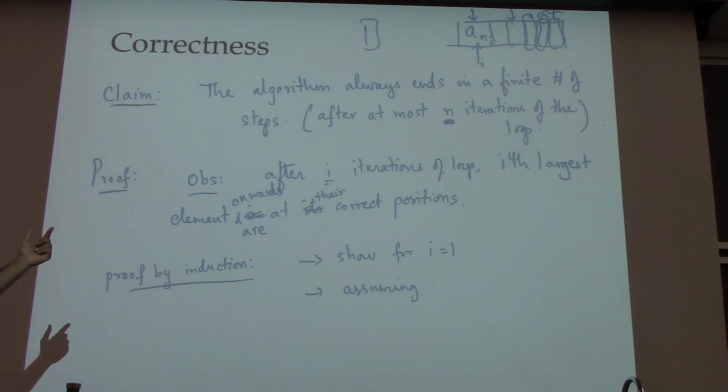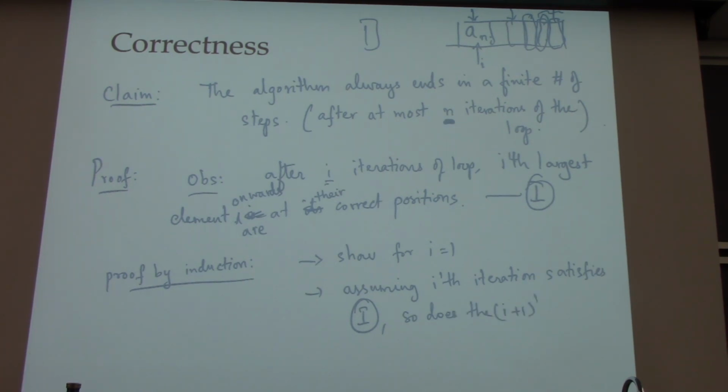So assuming the ith iteration satisfies, let's call this observation 1, satisfies 1, so does the i plus 1. Okay, so this is what you would want to show in an inductive argument. So the first part, is this easy? What does i equals 1 mean? It just means that after one iteration, the biggest element comes to the end.